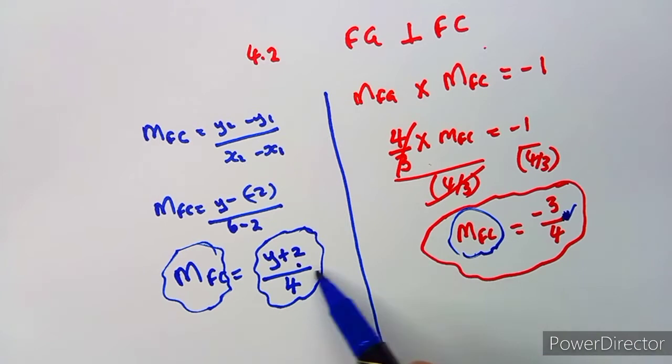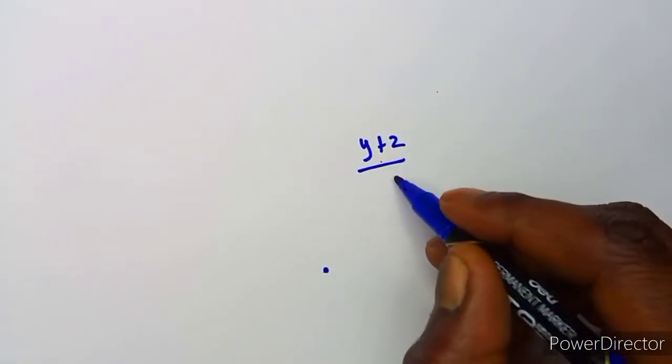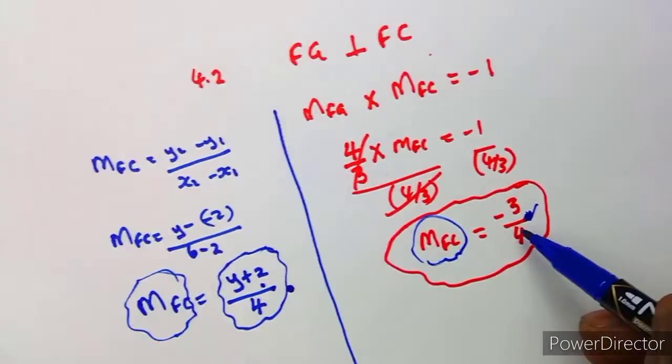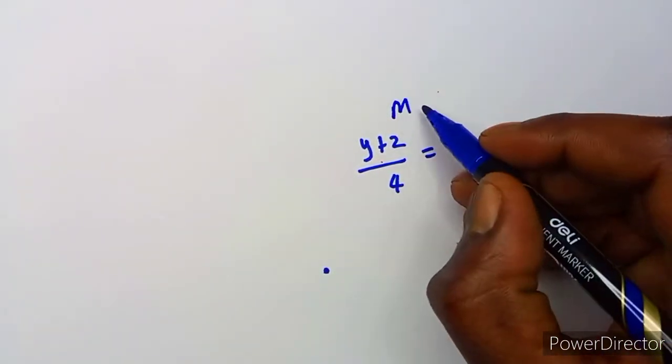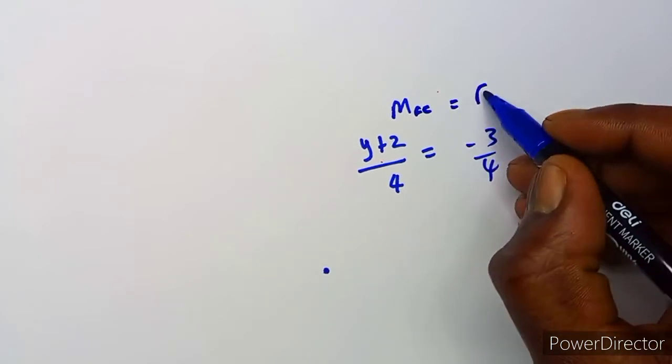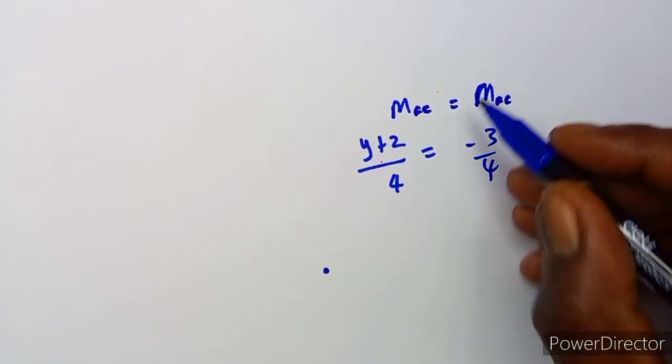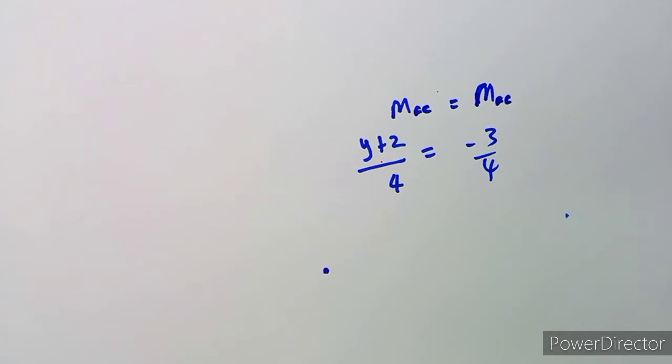So these two, they are equal either way. So y plus 2 over 4 is equal to this gradient minus 3 over 4, taking it from the gradient of fc being equal to the gradient of fc from another concept, because it's the same line. So how can the same line have two gradients which are not the same? Otherwise, this is impossible. So it's for you now to just solve the equation there.